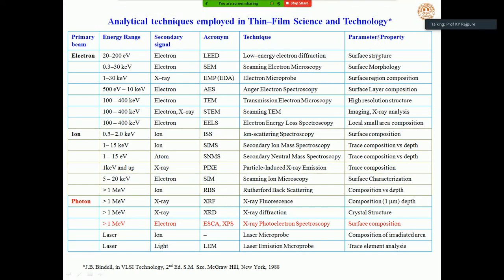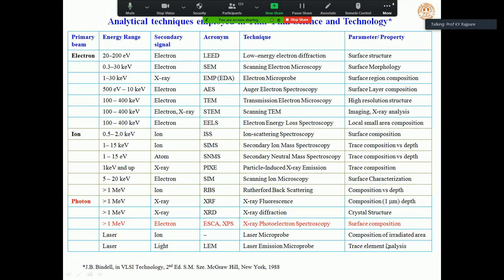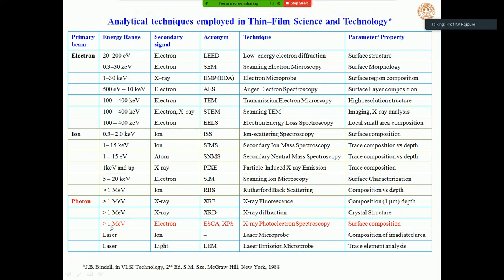So all these techniques are used to characterize thin film material. If the thickness of a material is less than 1 micrometer, we call it a thin film. In this lecture, I am going to cover the use of a primary beam of photons, that is X-ray, having energy greater than 1 mega electron volt, and the secondary signal is electron. That technique is called X-ray photoelectron spectroscopy, and this is used for chemical composition analysis.